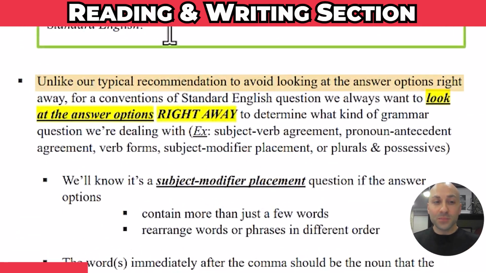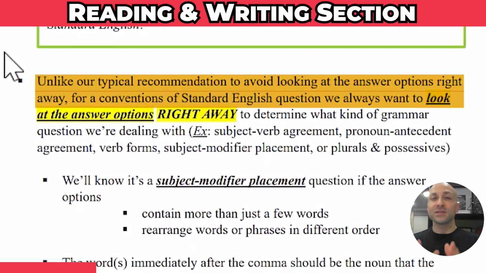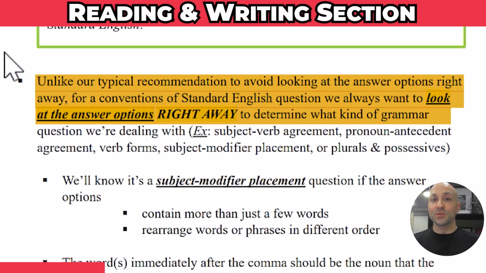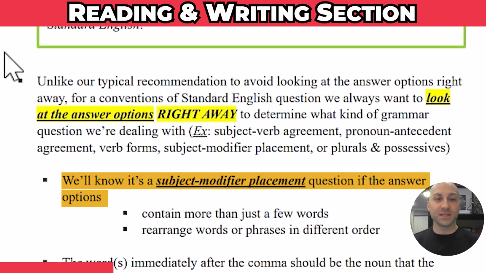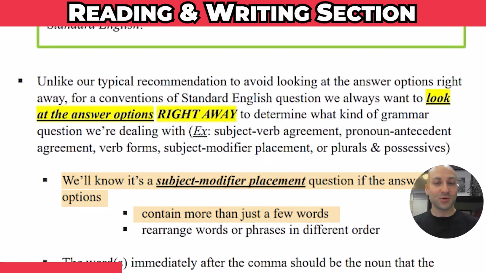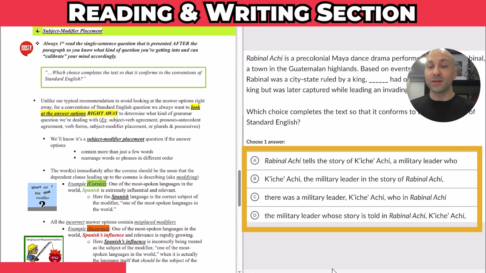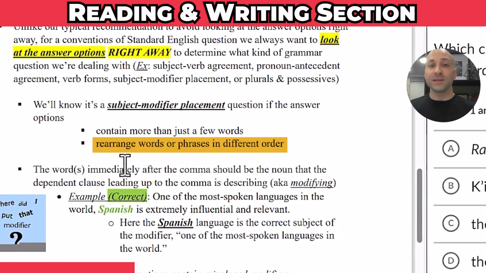Well, unlike our typical recommendation to avoid looking at the answer options right away for a conventions of standard English question, we always want to look at the answer options right away to determine which kind of grammar question we're dealing with. So we'll know it's a subject modifier placement question if the answer options contain more than just a few words. Notice these answer options are quite wordy. And then also if the answer options rearrange words or phrases in different order.